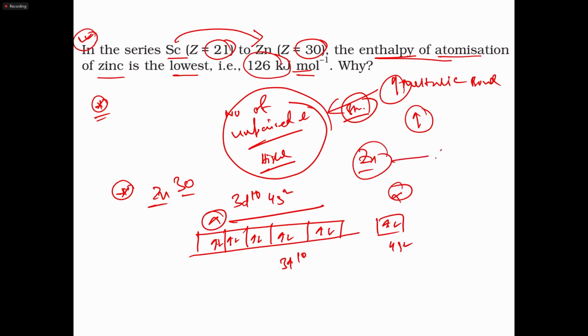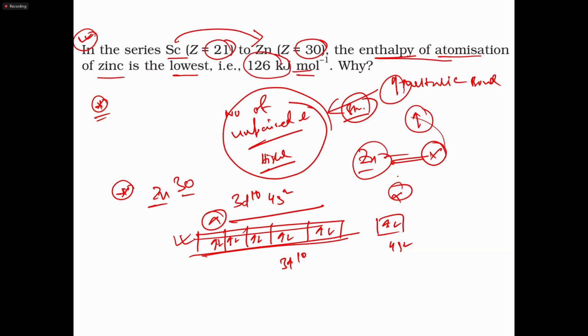Suppose this is zinc. With this zinc, another element will form some bonds. To form this bond, it needs unpaired electrons. When unpaired electrons are present, the bonds will be more stronger. For zinc, there are no unpaired electrons. That's why whatever bonds are formed with another element, these metallic bonds will be very weak. To break this weak bond, the enthalpy of atomization will be very less. So this is the reason zinc has the lowest atomization value.